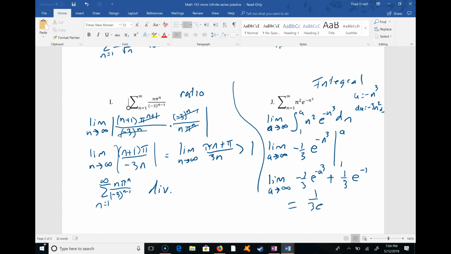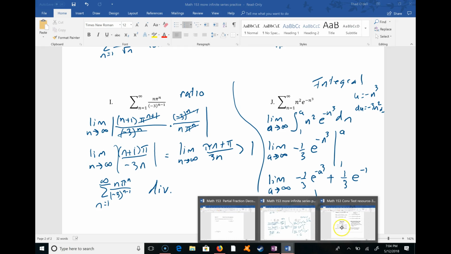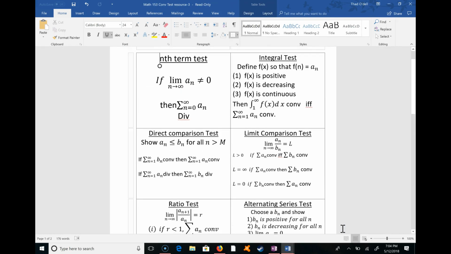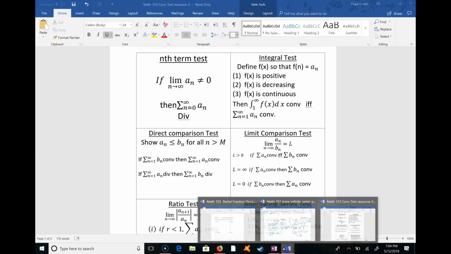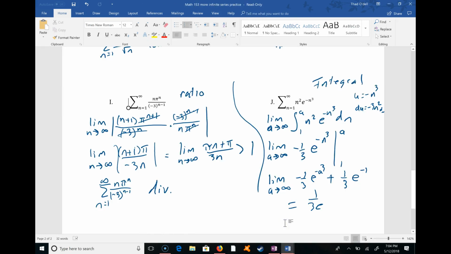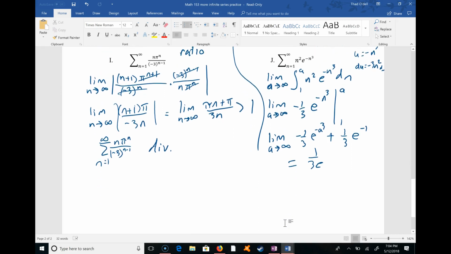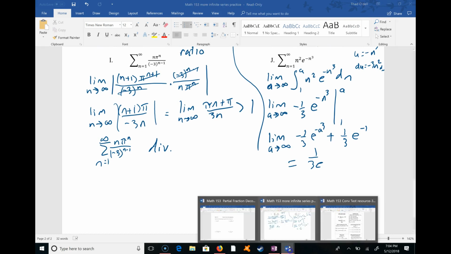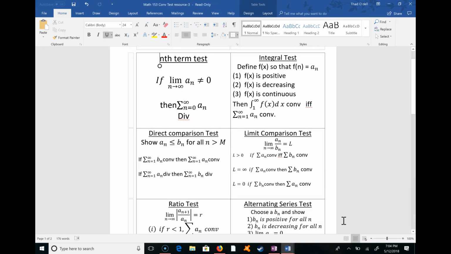If we check real quick what that means with the integral test, the integral test says that, oh, we forgot to show that it's positive, decreasing, and continuous. Whoops. But anyway, if the integral converges to anything, then the series converges. That was a bad example, sorry. But this does converge. So then we just have to go back and show those conditions. What were they again? I need to show that it's positive, decreasing, and continuous.